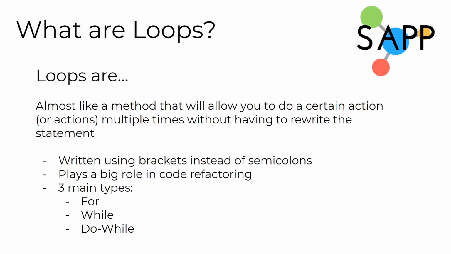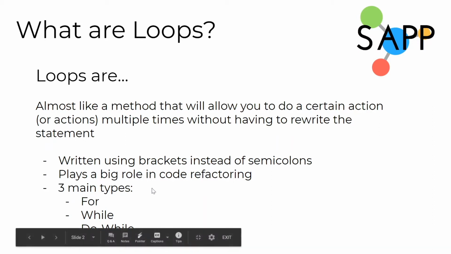Now, loops is another basic concept that you will find yourself using a lot when you start writing in-depth Java code. They're almost like a method that will allow you to do a certain action multiple times without having to rewrite the statement multiple times. They're like a method because they're written with brackets so that you can insert your code between the curly brackets. And loops play a huge role in code refactoring. Code refactoring is nothing but simply simplifying your code without changing its entire purpose. If this seems confusing, don't worry about it. We'll go over an example later.